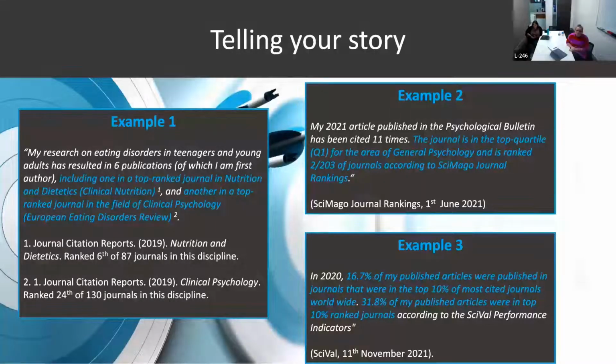And the last one is something we've pulled from SciVal, which you might remember if you've come to one of the earlier sessions this week. In 2020, 16.7% of my published articles were published in journals that were in the top 10% of most cited journals worldwide. 31.8% of the published articles were in the top 10% of ranked journals according to the SciVal performance indicators. So this is another place you can get data from.